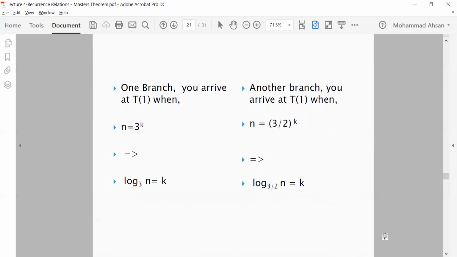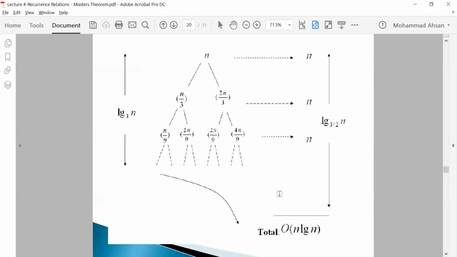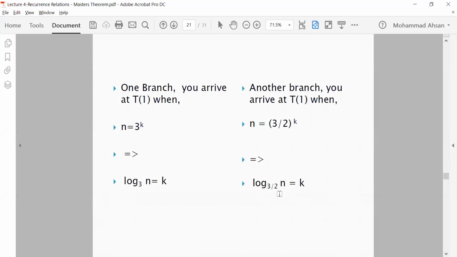If you see here, you get different results. For one branch, you arrive at T(1) when n is equal to 3^k, and for another branch you arrive at T(1) when n is (3/2)^k. So accordingly, you will calculate. Overall, what is the height of the tree? One branch can end at log n to the base 3, another branch can end at log n to the base 3/2. So the height is of the order of log n. Forget about the base, it doesn't matter for our calculation.